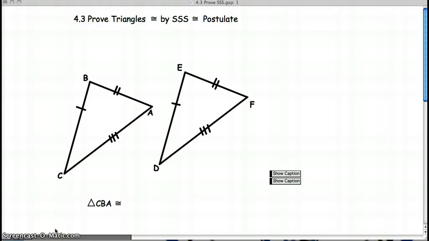Okay, we're going to do a really quick, brief video on proving triangles to be congruent by the side, side, side congruency postulate. Pretty simple, section 4.3. So we're just going to go ahead and jump in and get started.